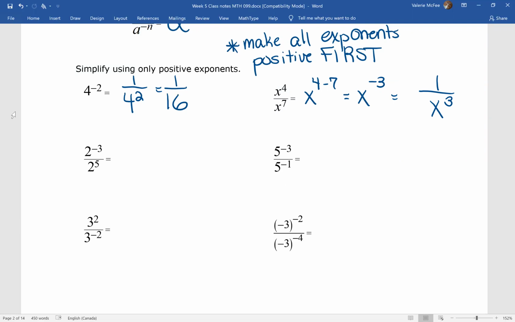Or you could just look at this question and see that there are more x's in the denominator. There are 3 more x's in the denominator, so I know that I'm going to have 1 over x cubed.